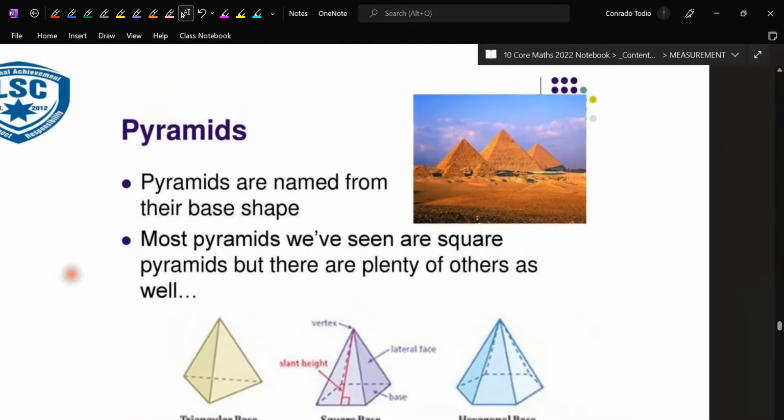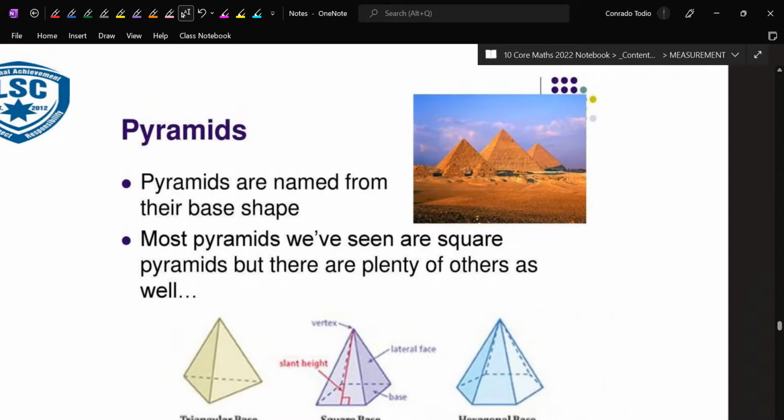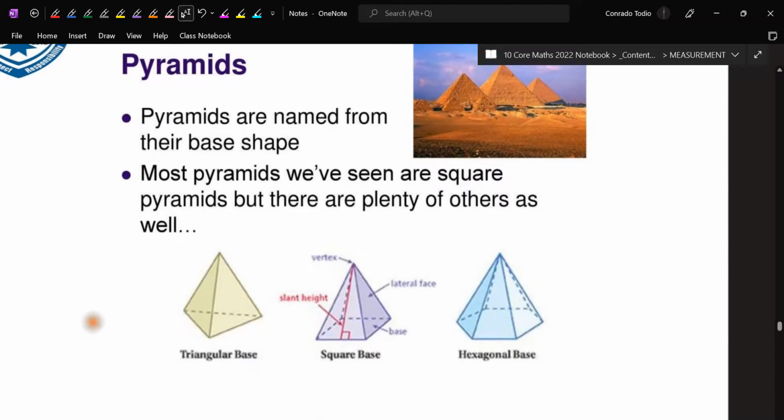So let's look at this here. Pyramids are named from their base shape. Okay, so when we talk about the base shape, we're talking about the bottom. What is the bottom shape? And that will be the associated name of it. So for example, here, it's got a triangular base. So for that first shape here, it's a triangular based pyramid. Right here, this is your typical pyramid. It's a square base, so it's a square based pyramid.